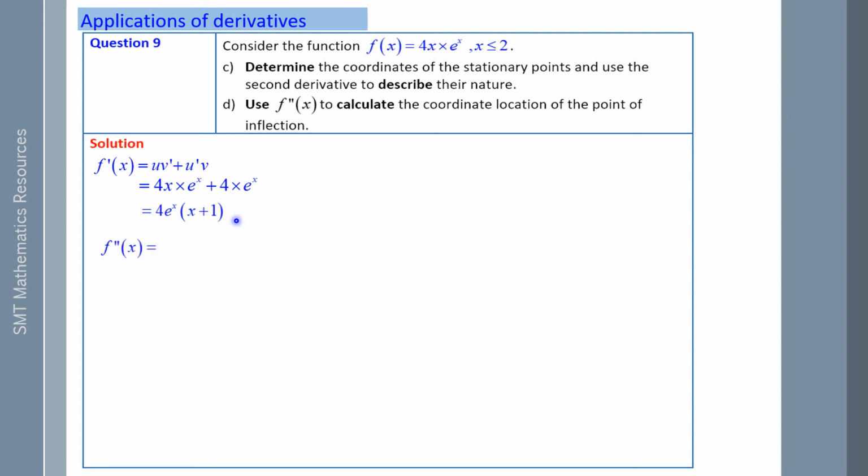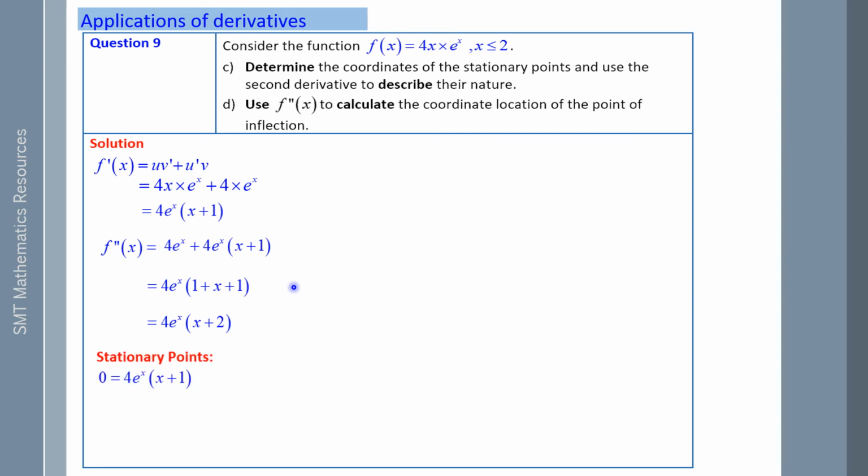The second derivative would be the same, where this is u and this is v. So u is your 4e to the x, your v dash is the derivative of x, which is 1, so I'm left with 4e to the x. Then you're going to have your u dash, which is 4e to the x, times v, which is x plus 1. Factorizing again, 4e to the x outside of 1 plus x plus 1, which is 4e to the x outside of x plus 2.